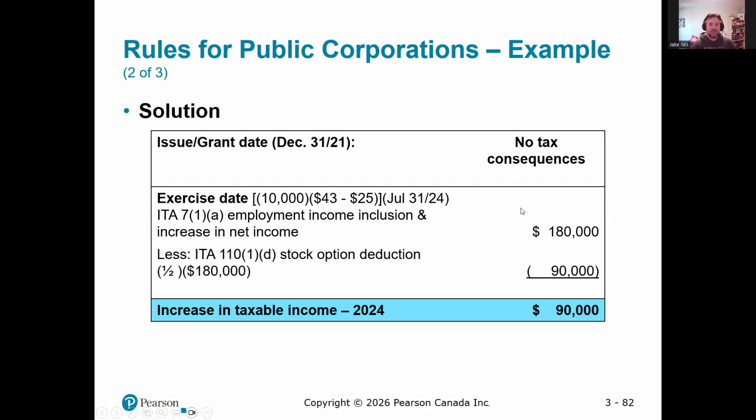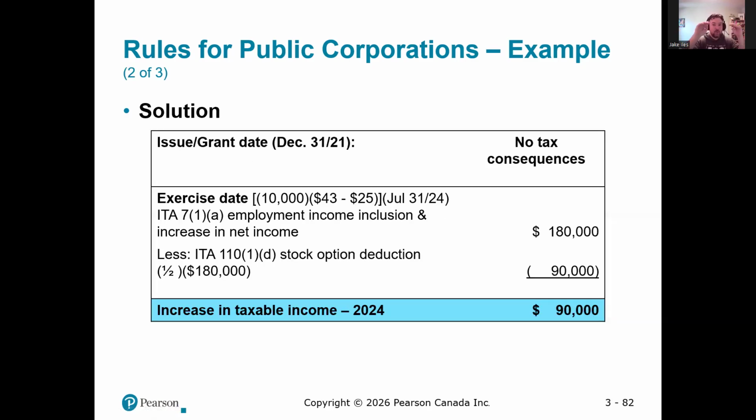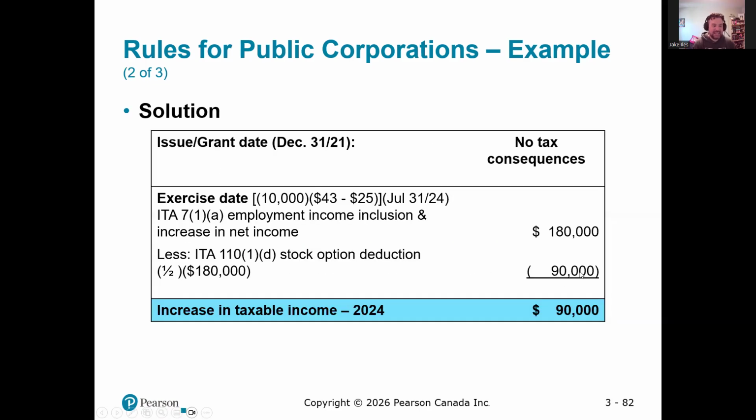But my stock options were not in the money. They were equal to the fair market value. So my option price equaled fair market value. There's no benefit. The benefit doesn't occur until that fair market value goes up. So because I have to wait for that fair market value to go up, I get a stock option deduction for half of the employment income. So 180 gets added, 90 gets subtracted. So my taxable income, my employment income for the stock option, is 50% of the calculation. So it's almost like it was a capital gain.